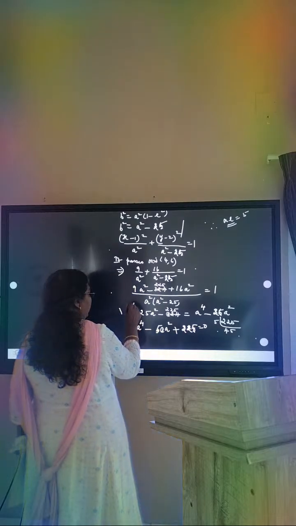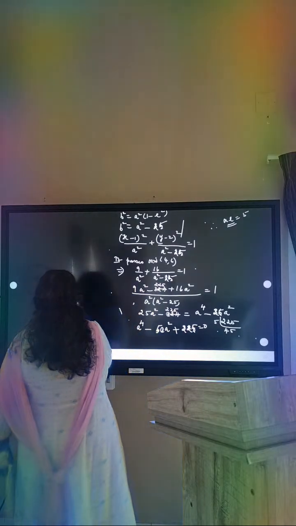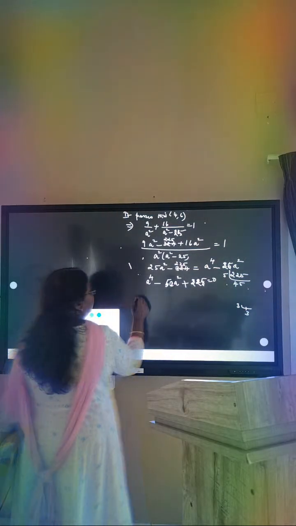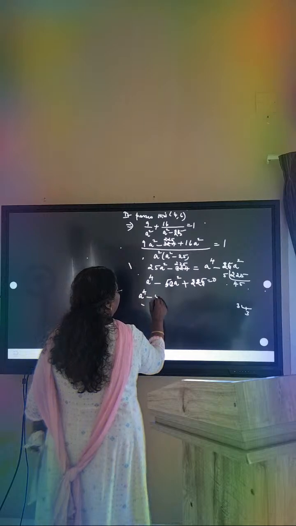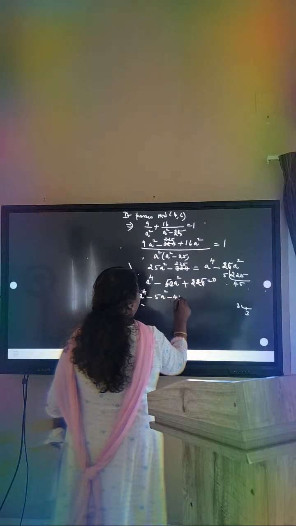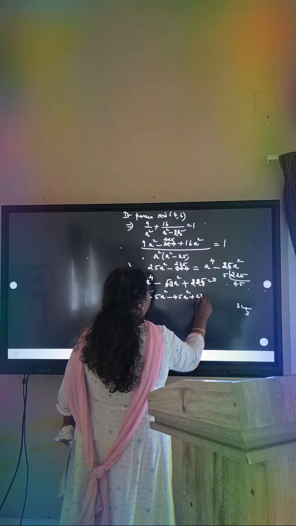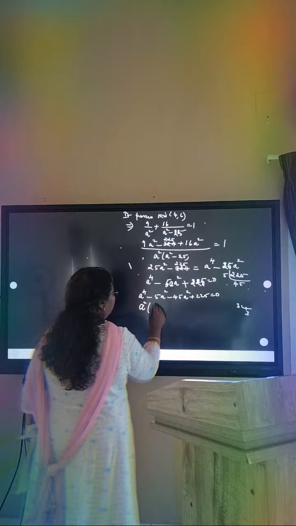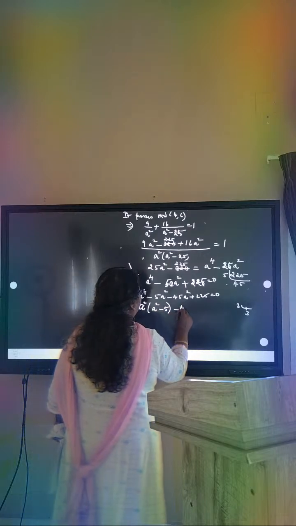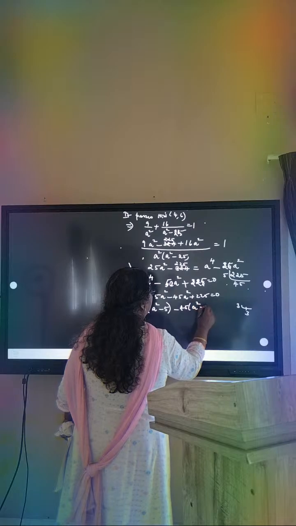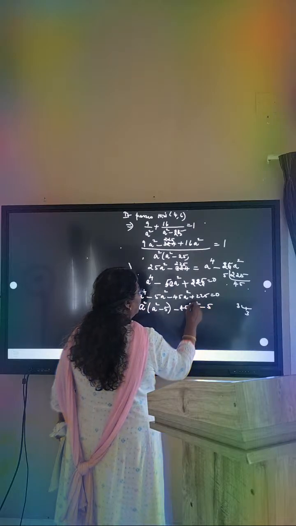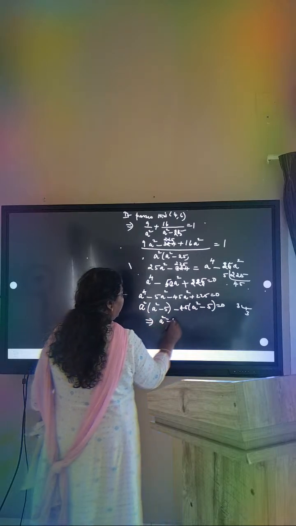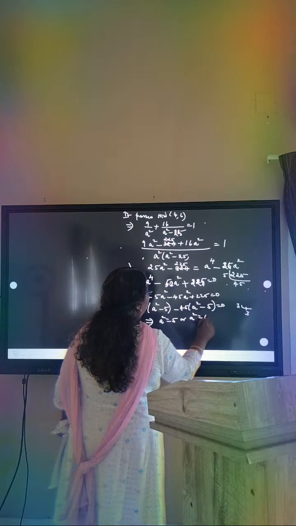So I can write this as a to the power 4, then minus 5a squared, then minus 45a squared, then plus 225 is equal to 0. So taking a squared common, a squared into (a squared minus 5), minus 45 into (a squared minus 5), because 45 into 5 is 225, and that is equal to 0. So this implies a squared is equal to 5 or a squared is equal to 45.